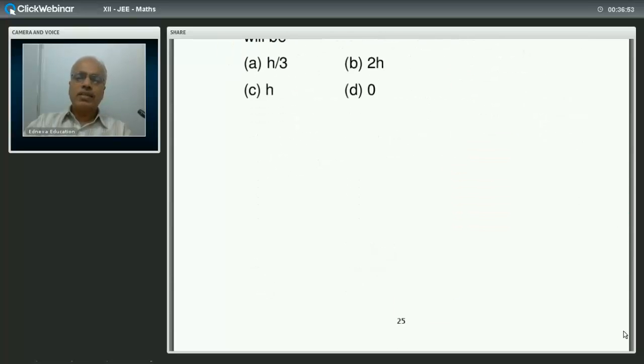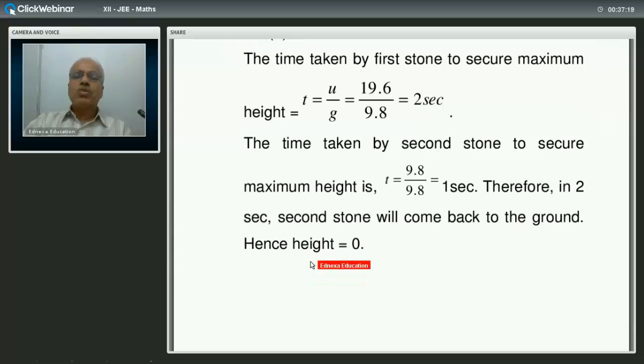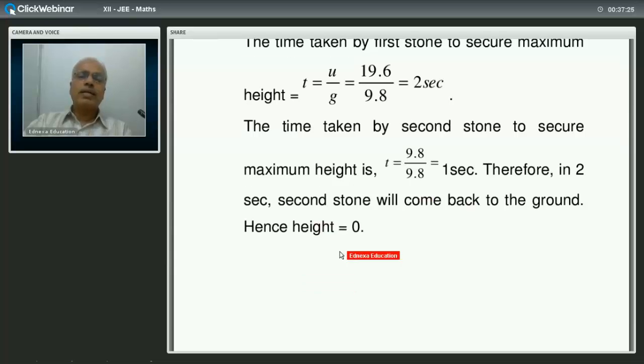We can see the explanation. So when would the maximum height be reached? This is your initial velocity u divided by a, because the velocity has to become 0. So u minus at should be 0. So it would be in 2 seconds. In those 2 seconds, the second stone would have reached maximum height in 1 second, and in the remaining 1 second would have come down, and that is why the height of the second stone would be 0.